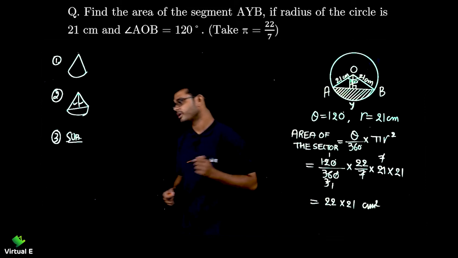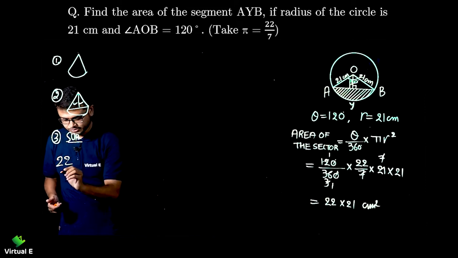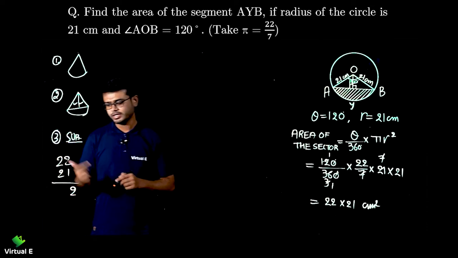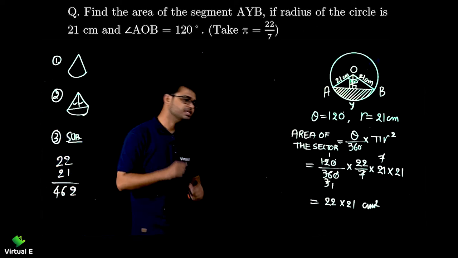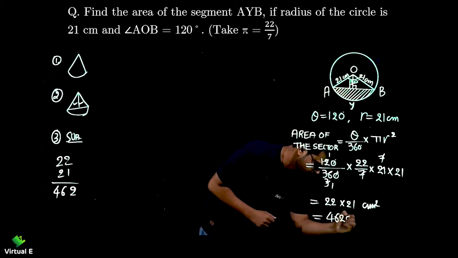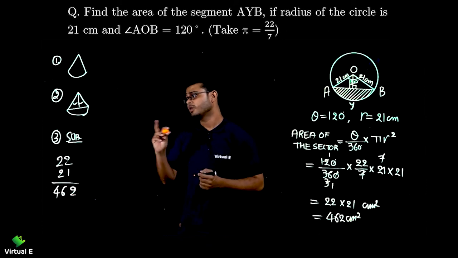Done? If you want to write a simple answer as well, 22 into 21 will give you 2 ones are 2, 2 twos are 4, 4 and 2 is 6 here and 2 twos are 4. So 462 is the answer in centimeter square. 462 centimeter square. Done? Now what's the next step?